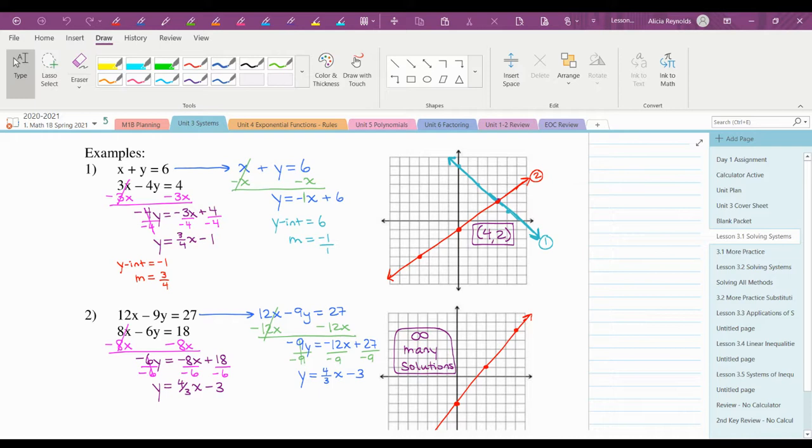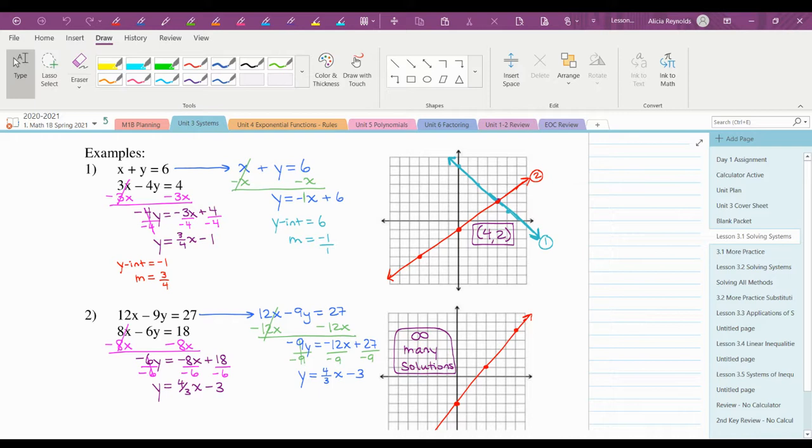For my second line, I'm going to get y equals 3/4 x minus 1, which tells me my y-intercept is negative 1 and my slope is positive 3/4. When I graph this by hand, I find that the intersection of these two lines is the ordered pair 4, 2.